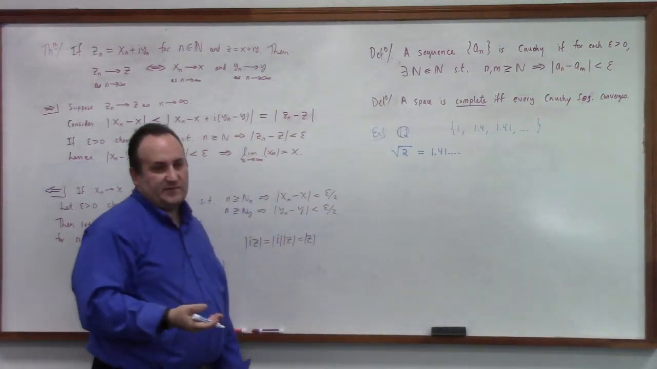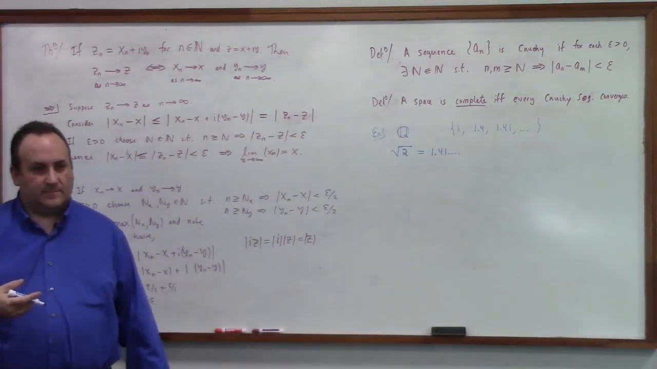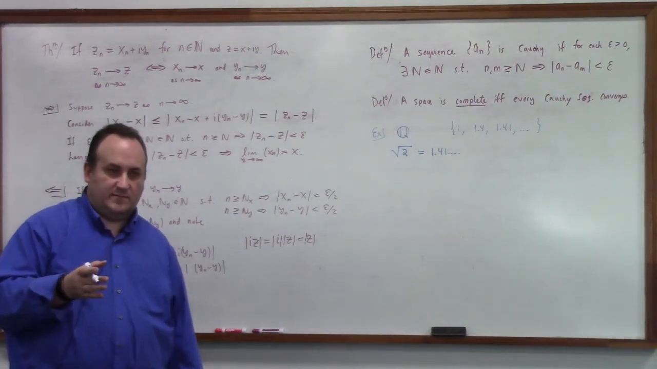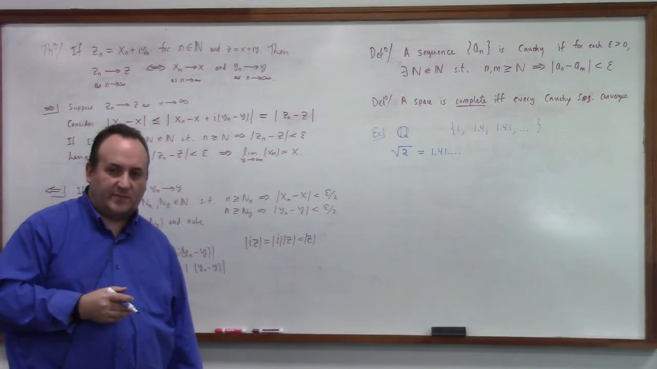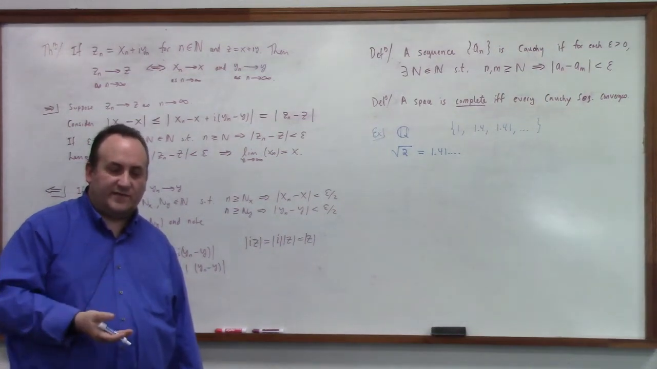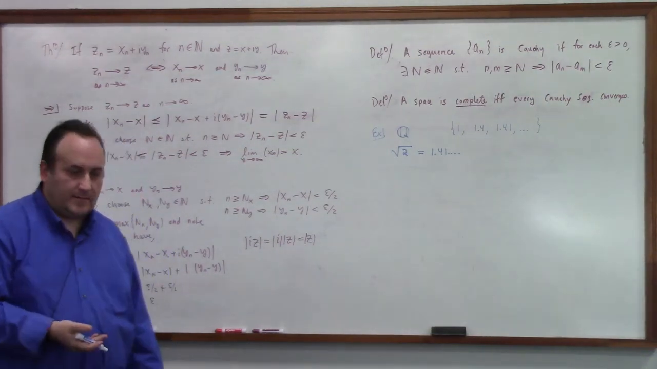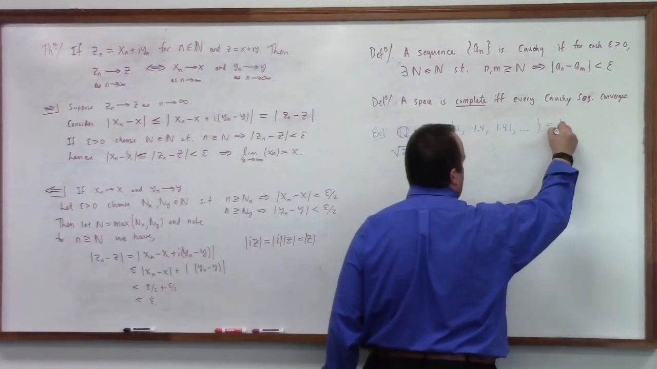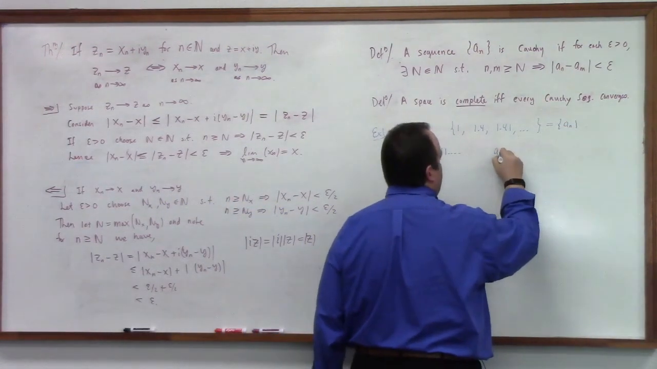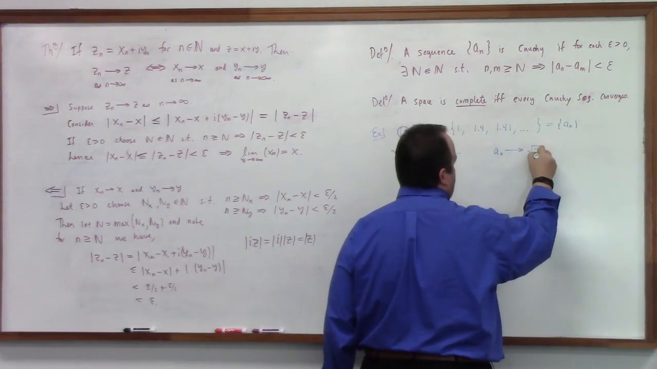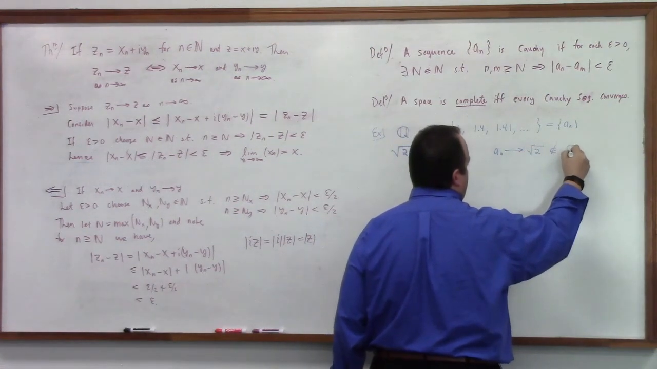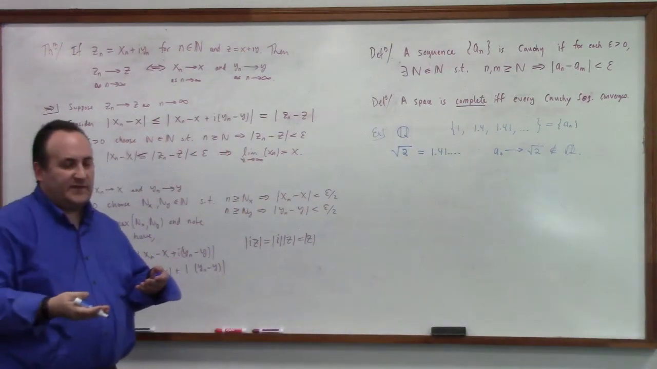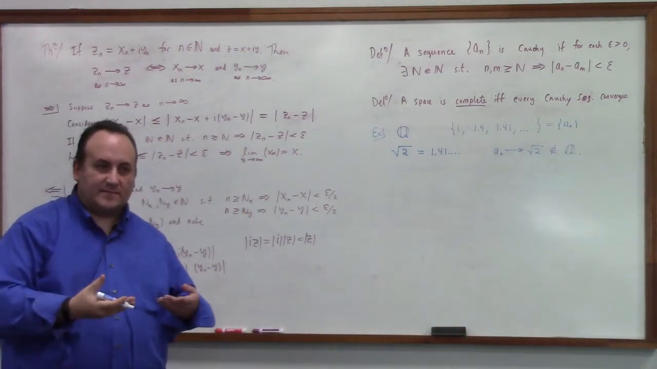That is a sequence of rational numbers. But it is not convergent in the space of rational numbers because the thing it converges to is what? Right, so if this is a sub n, it converges to the square root of 2, which of course is not an element of the rational numbers. So this proves that the rational numbers are not complete, all right?